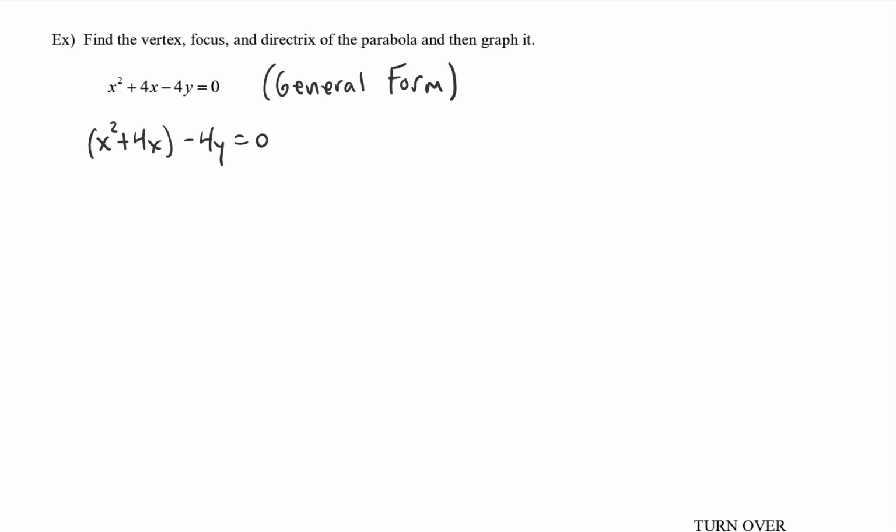Notice that x is being squared. So I'm going to complete the square with my x variables. Y is not being squared, so there's nothing to do with that. You can't complete the square if you don't have a quadratic term anywhere. So let's complete the square on this part. So we divide 4 by 2 and square it, we get 4.